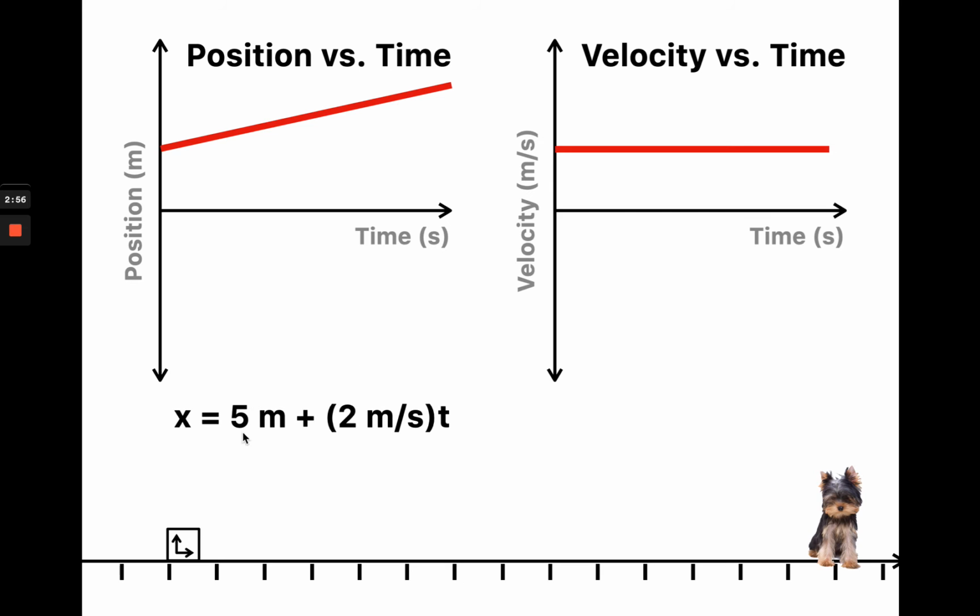So let's say the puppy starts at 5 meters, which is true. And this number is not too important. It's just to illustrate the point. Let's say every second, the puppy moves 2 meters forward in the x direction. So right here, this number would be 2 meters per second, and it's a flat line above the axis, so the velocity is exactly 2 meters per second.